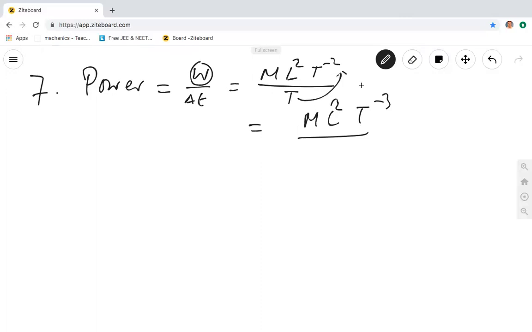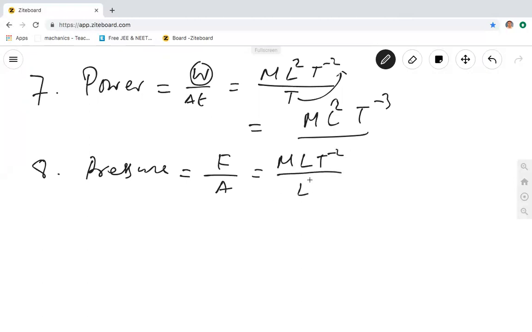Okay, eighth, pressure. Pressure is force by area by definition. Now it is MLT minus 2 by L2. That is M L minus 1 T minus 2. This is the dimensional formula.